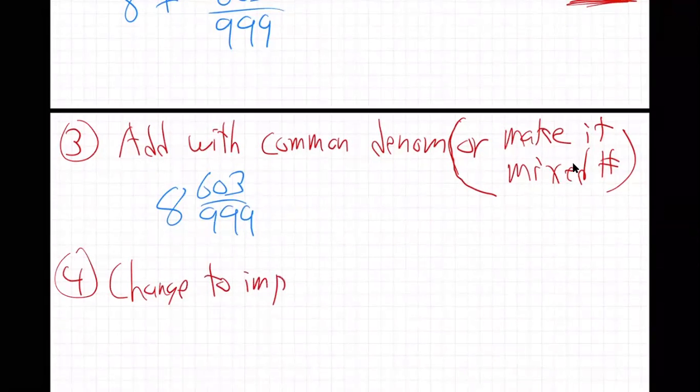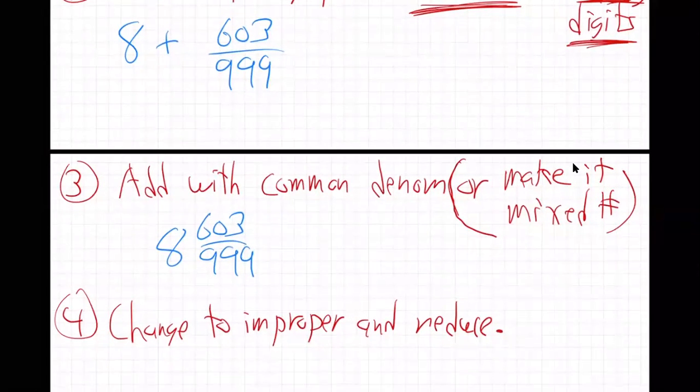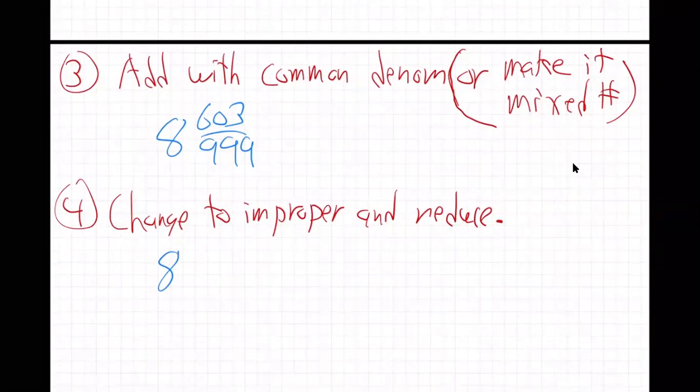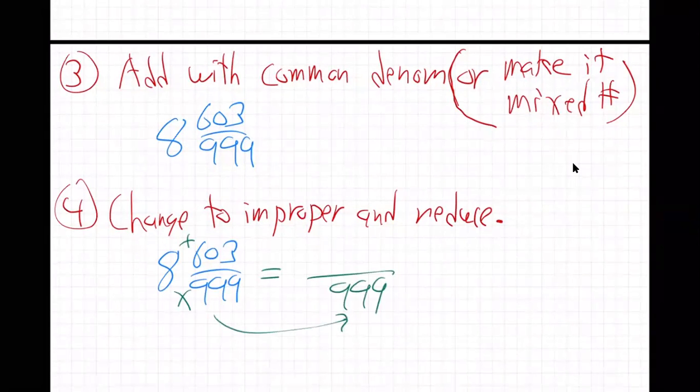change to improper and reduce. So you know how to change that number to improper, right? How do we take that mixed number and change it to improper? Multiply the 999 by 8 and then add the 603. Exactly. Yeah, we recently reviewed that. You multiply the bottom, add the top, right? And you keep the same denominator. That doesn't change. It's still going to be 999 on the bottom.